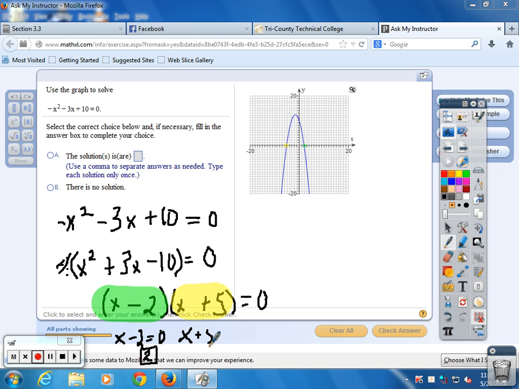X plus 5 is equal to 0, and that's equal to what?